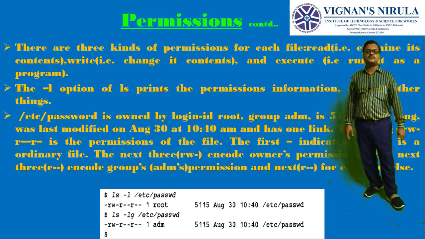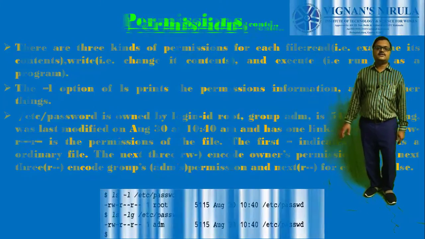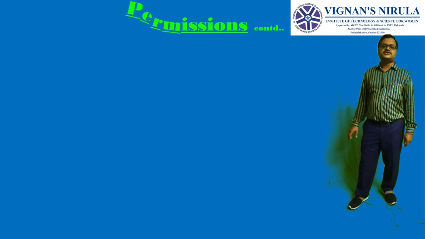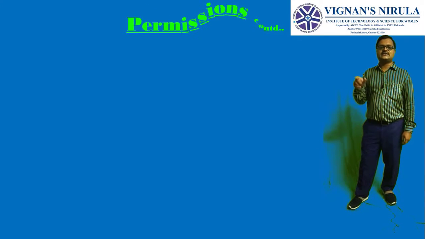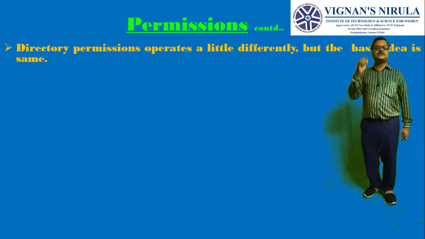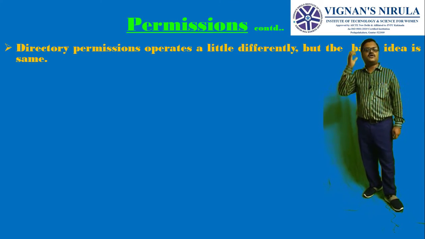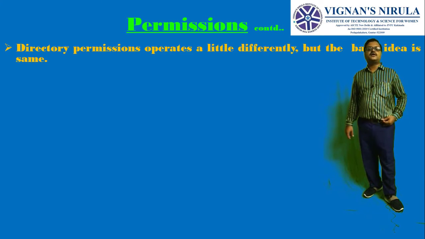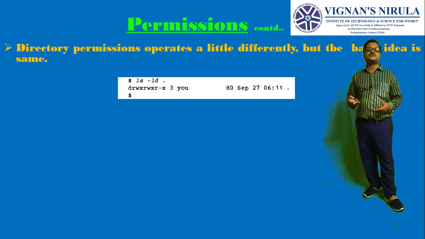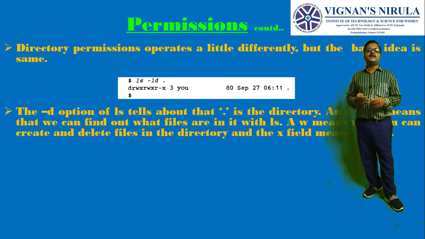This is another feature of set UID. Set UID, yes. So instead of rwx, we have rws, capital S. That is nothing but the set UID concept. After that, what are the permissions associated with a file? There are 3 permissions associated with a file. What are those? Read, write, and execute.